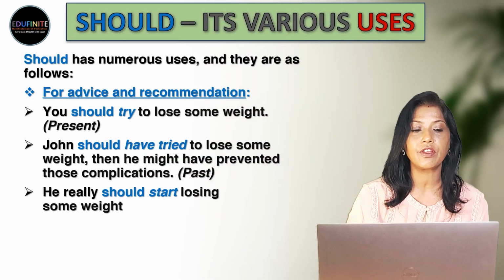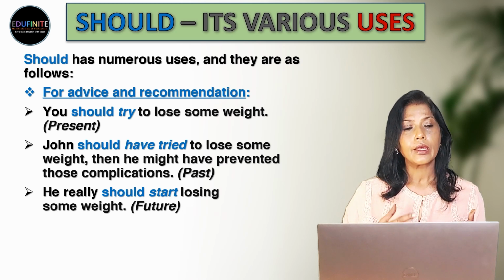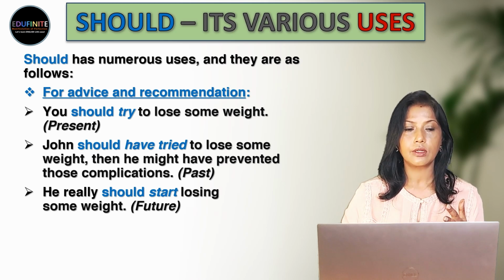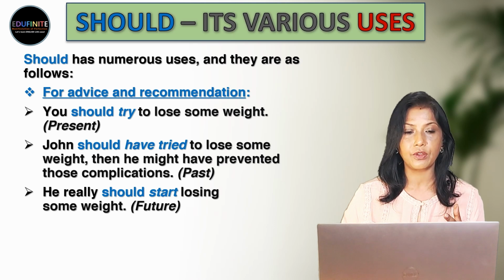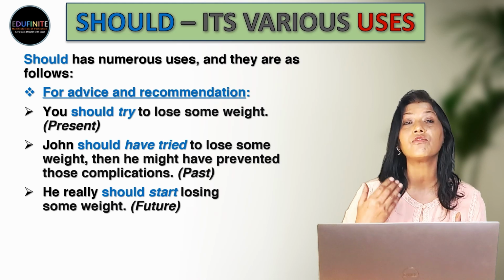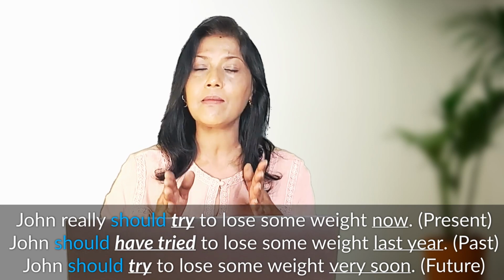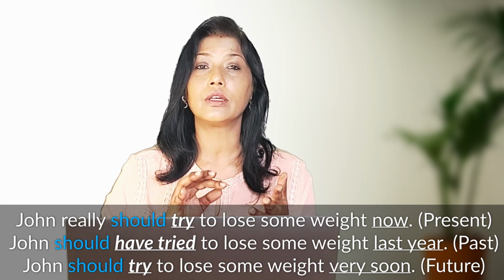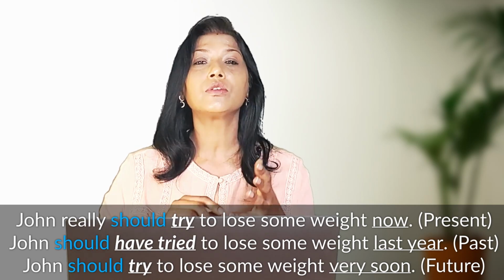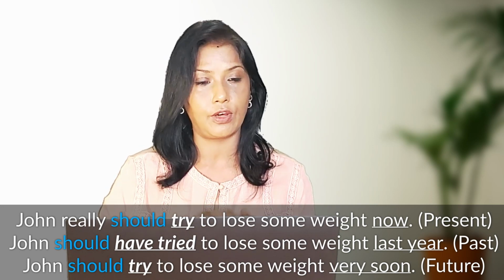Okay. Next we have the future tense. He should really start losing some weight. So here, he should really start, see, the structure is the same. Should and then base form of the verb, and then the rest of the sentence, trying to depict that the action will be performed in the future. So present and future have the same formation of the modal verb should followed by the base verb, whereas in past tense we use should, which is followed by have, then the past participle form of the main verb.